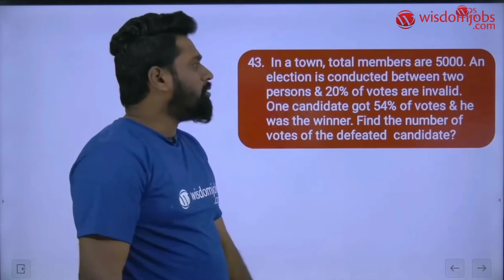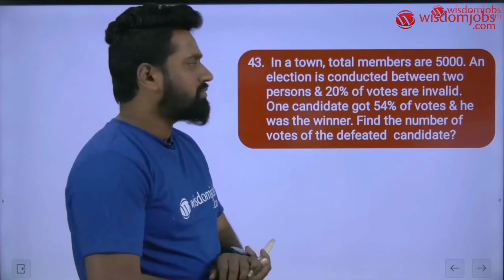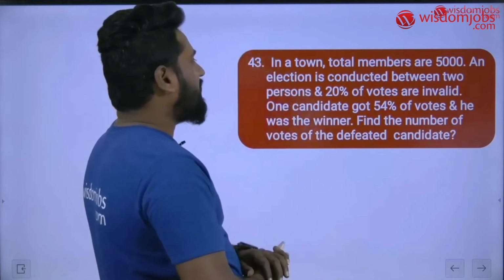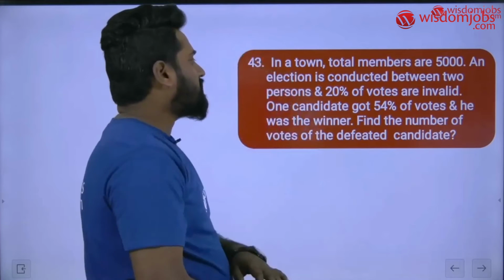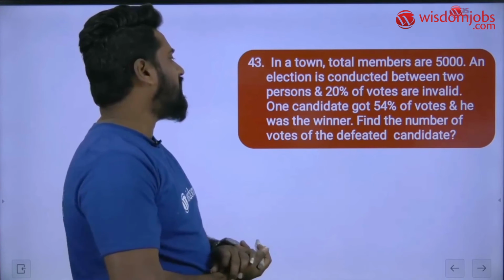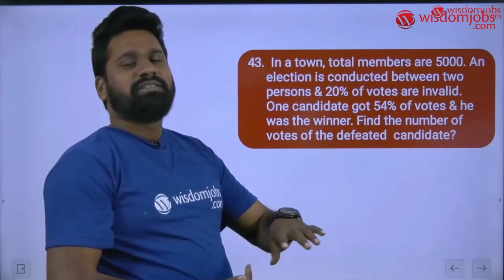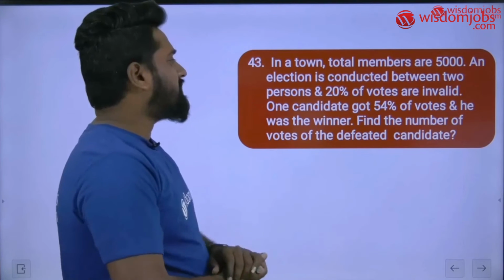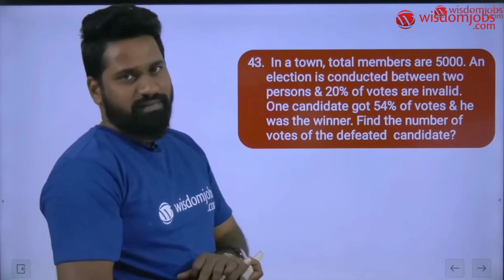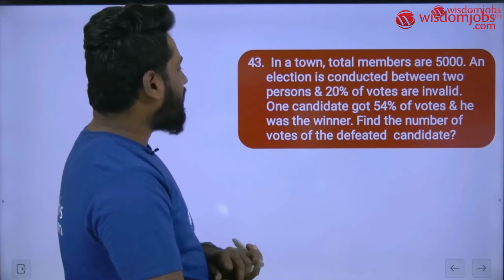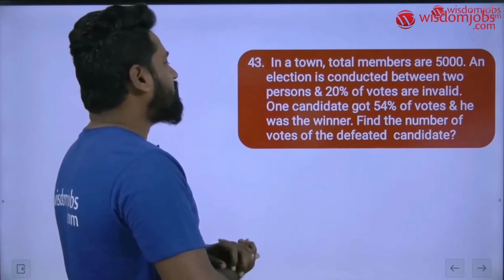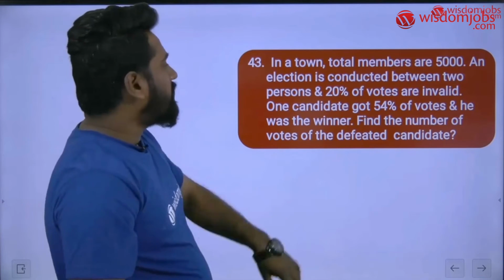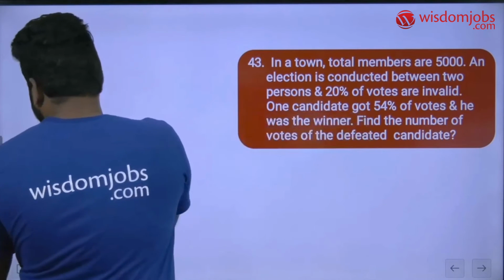In a town, the total number of voters is 5,000, for example. An election is conducted between two persons and 20% of the votes are invalid. So 20% of the votes are taken as invalid. One candidate got 54% of the votes and he was the winner. Is it clear? He was the winner. Now it is asking to find the number of votes of the defeated candidate. That's it. So if you observe clearly here, he has taken 54% of the votes.